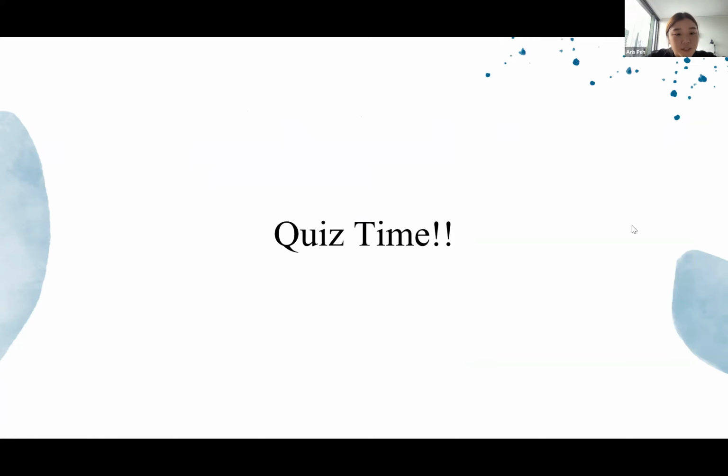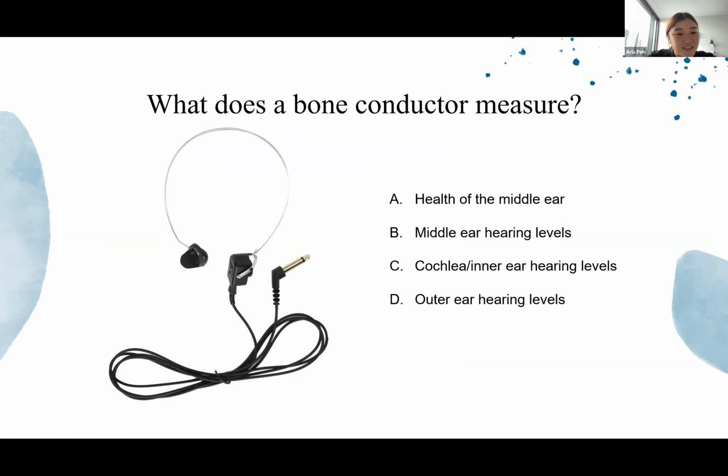Okay, so the first question. The first question is, what does a bone conductor measure? For option A, we have health of the middle ear. For option B, middle ear hearing levels. Option C, the cochlear or the inner ear hearing levels. And option D, the outer ear hearing levels.